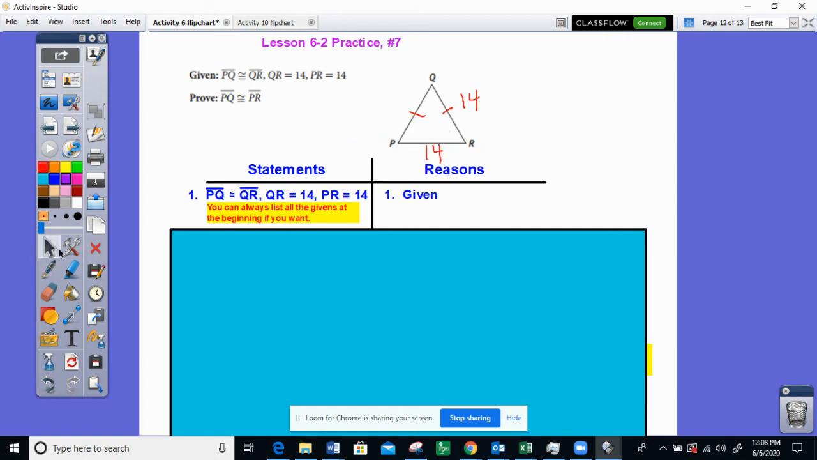So before we unveil what the steps are, let's just get a roadmap for what we're trying to show. I want to know that segment PQ is congruent to segment PR. Well, what do we know about congruent segments? They have equal lengths, right? So I know that the length of segment PR is 14. If I could just show that the length of segment PQ is 14 as well, then I'd be in business. And that should be easy to do because they told us in the given information that we know is true that segment PQ is congruent to segment QR. So let's see how we can write that out step by step.